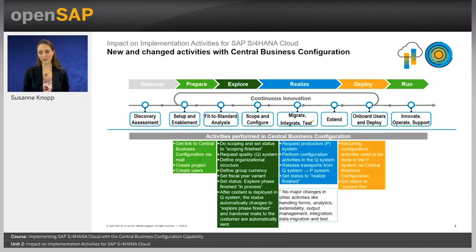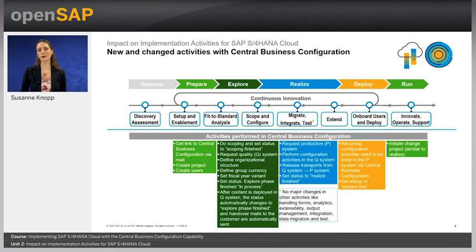So now we move to the deploy phase. In the deploy phase, you can do via central business configuration the configuration of the productive system. And this is only those configurations which are not transported from the quality system to the productive system, because they are typically done directly in the productive system. At the end of all tasks of the deploy phase, you can set in central business configuration the system status to live, which ends your implementation project.